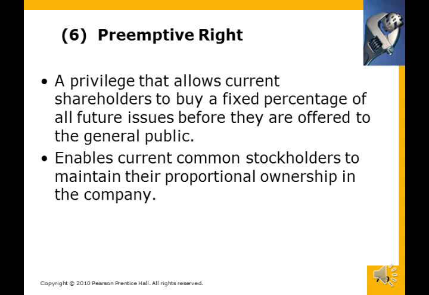That means before offering them to the public in a public offering or in the primary market, they are offered first to the current shareholders so they can buy them if they want to maintain the same percentage of ownership in the company. For example, if there are 1000 shares and I hold 100 shares, I own 10% of the company. But if total stocks increase to 2000, I would have only 5%. So the fixed percentage of all future issues is offered to me first to maintain it. This enables current common stockholders to maintain their proportional ownership in the company, because the firm issues these stocks to current shareholders first, before the general public.